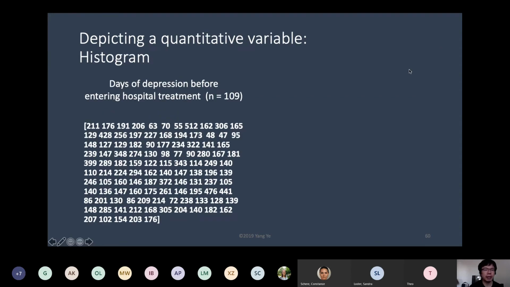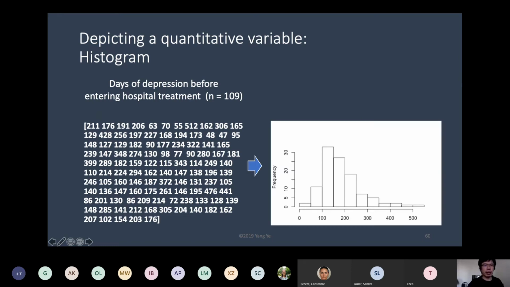But this is how you depict a quantitative variable. You have all these numbers, but you can turn these numbers into what we call a histogram. So these are the numbers that we saw earlier, the days of depression before entering hospital treatment. Again, this is a bunch of numbers, doesn't make much sense, but if you turn it into a histogram on the right-hand side of the screen, all of a sudden it makes much more sense. Now, let's look at the histogram more carefully. What is the x-axis here? The x-axis goes from 0 to 500.